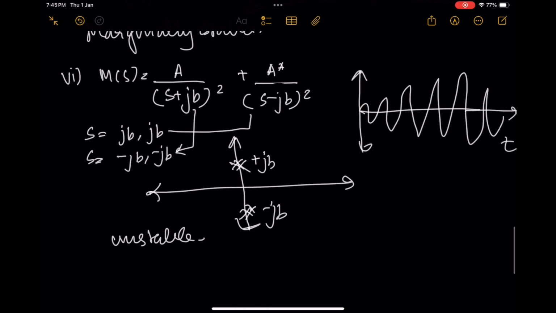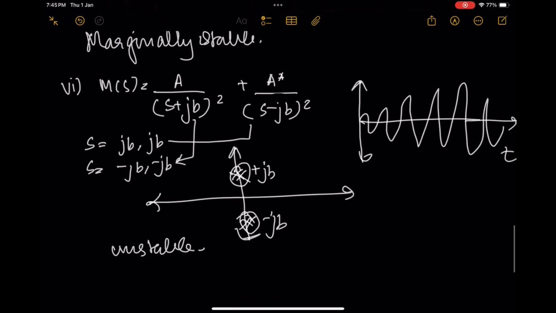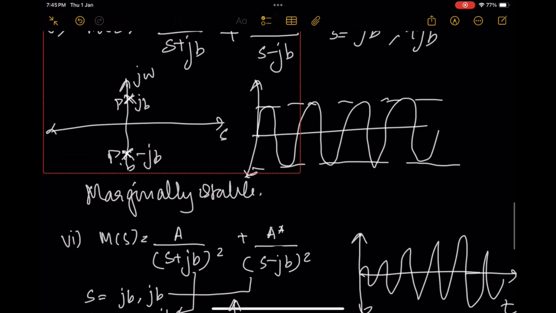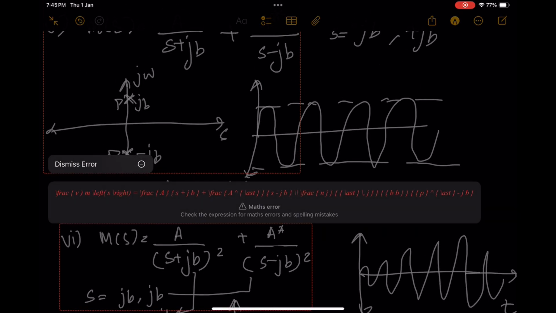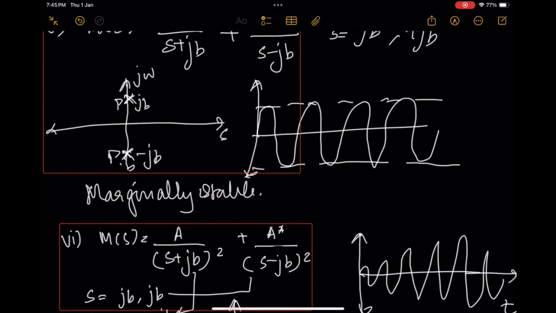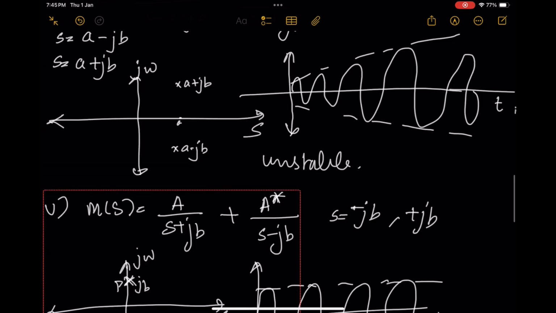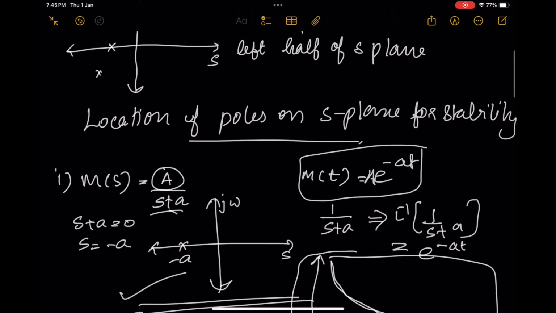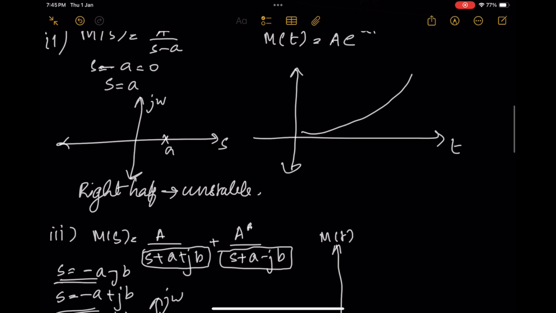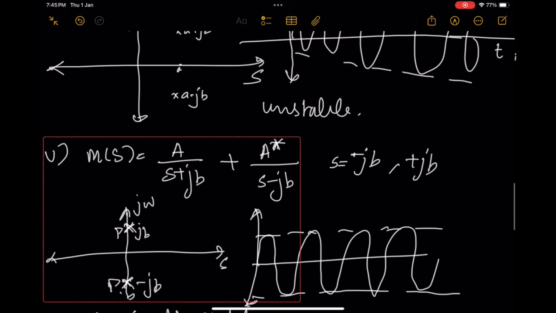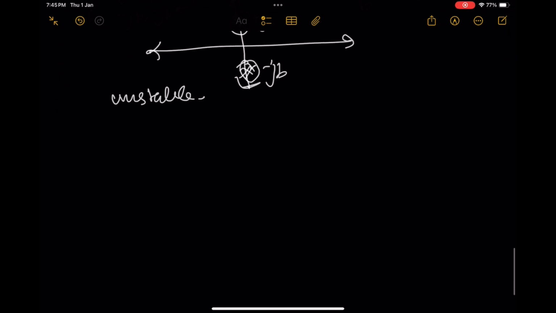If it was marginally stable, there would only be a single pole. Here it was a double pole. A single pole on the imaginary axis will make the system marginally stable. If there is a double pole or multiple poles on the j omega axis, then it will be an unstable system. So now we have seen 6 basic formulas and the location of poles on each and every one of them.